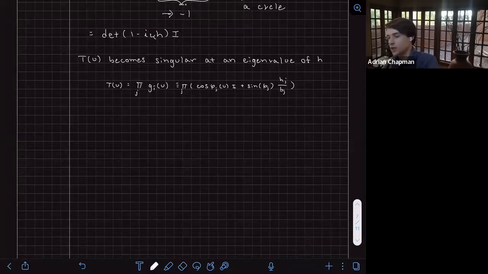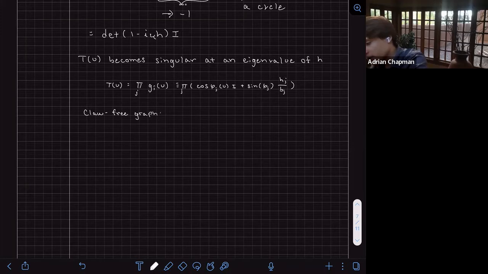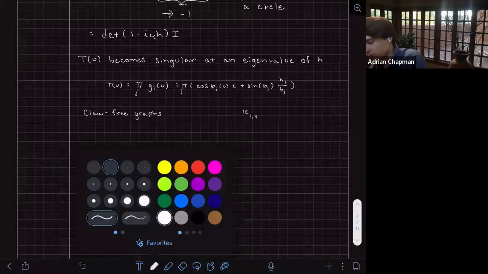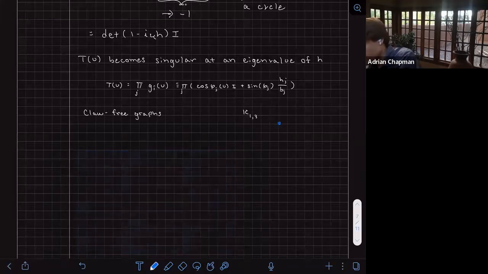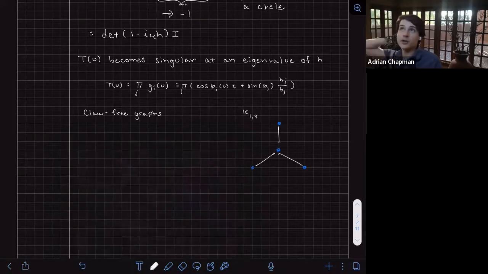Right. So what I'm then going to do is talk about claw-free graphs. You might recall that the claw is the graph K_{1,3}. And so the graphs that we're generally considering are claw-free. The frustration graphs in particular are claw-free. Line graphs are always claw-free, from the first slide, or one of the first slides that we saw.